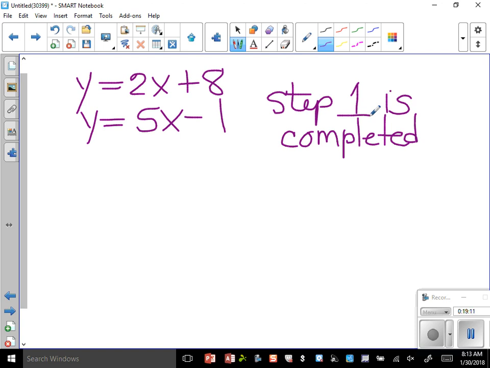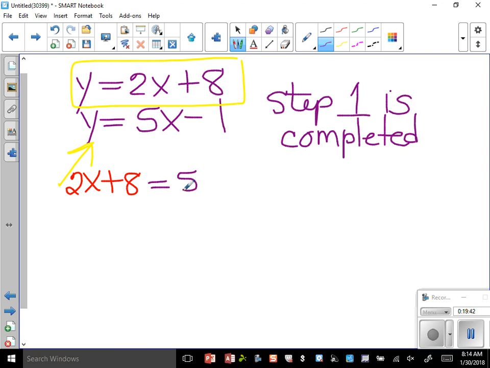So you might say, well, which one do I substitute? It doesn't matter. I'm just going to put a square around that one because that's my step 1. I chose to use that one as my substitution. So where I see y here, I'm going to substitute it with 2x plus 8. Everybody with me? All right, so we're going to replace y with 2x plus 8, and then we write the 5x minus 1.